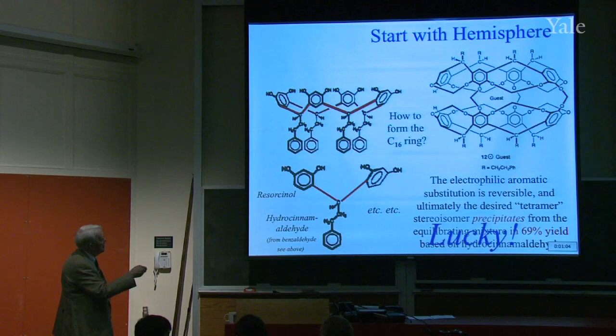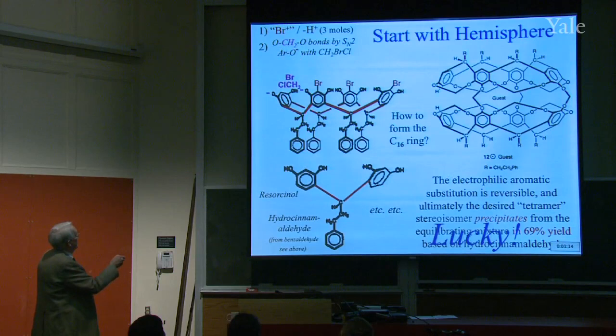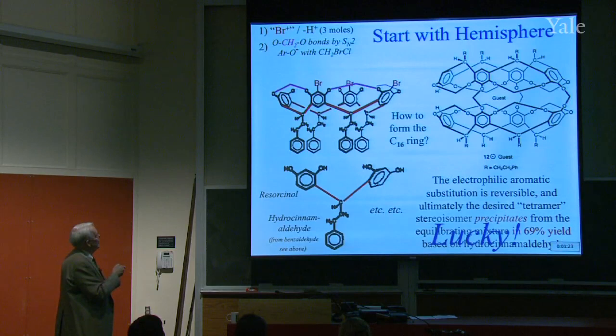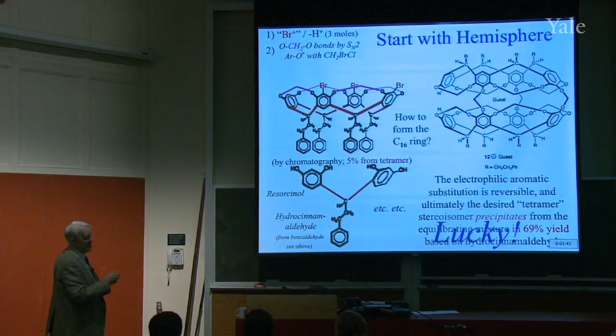So what they did is they put bromine on, then they made anions here with base and reacted with CH2 with two leaving groups. So one leaving group, the other leaving group, and now do it on all the others. And you've got those carbons put in, right? Now you have to join the top half to the bottom half, right? They got this, incidentally. It didn't get a 69% yield. That was 5% from the tetramer, and they had to isolate it by chromatography.